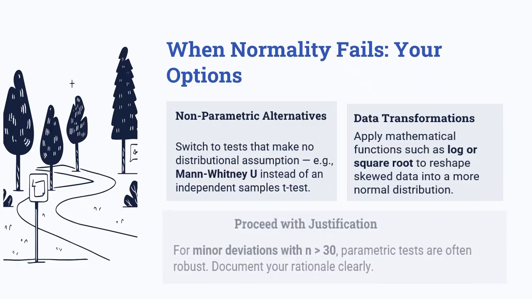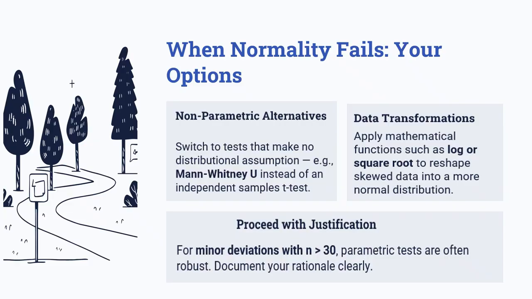And finally, you can proceed with justification. For minor deviations, especially when your sample size is greater than 30, parametric tests are often robust enough to handle the imperfections. The key here is transparency. Document your rationale clearly so your audience understands why you proceeded. In short, when normality fails, you're not stuck. You can adapt your analysis, transform your data, or justify your approach, ensuring your conclusions remain valid and defensible.